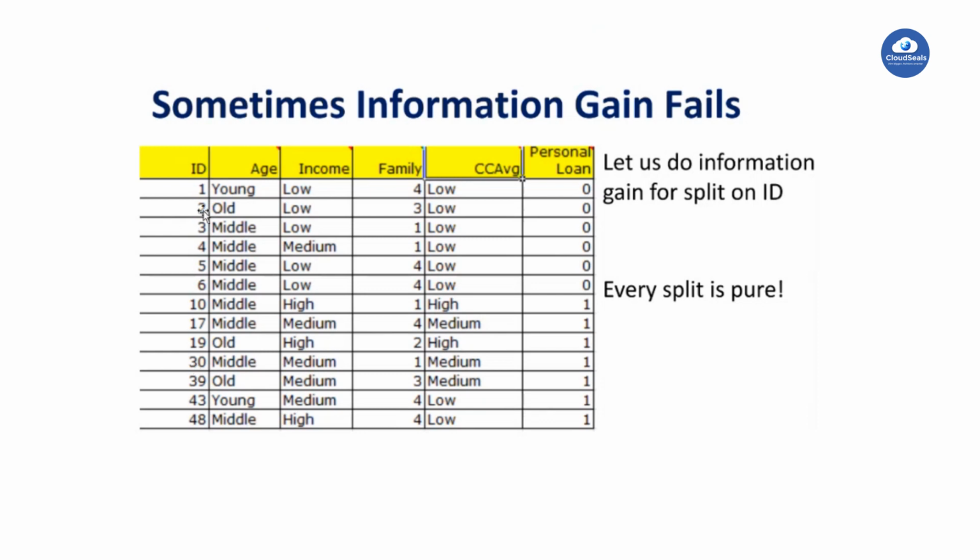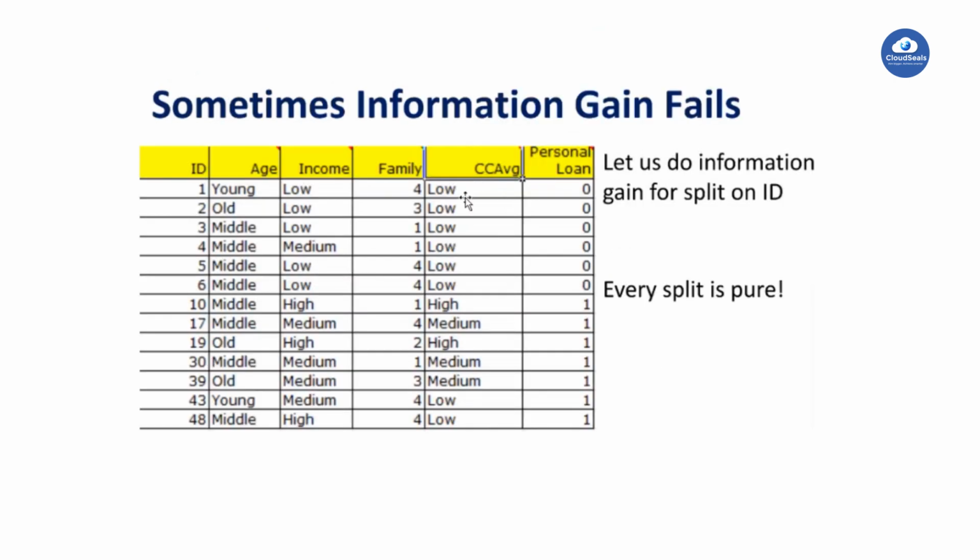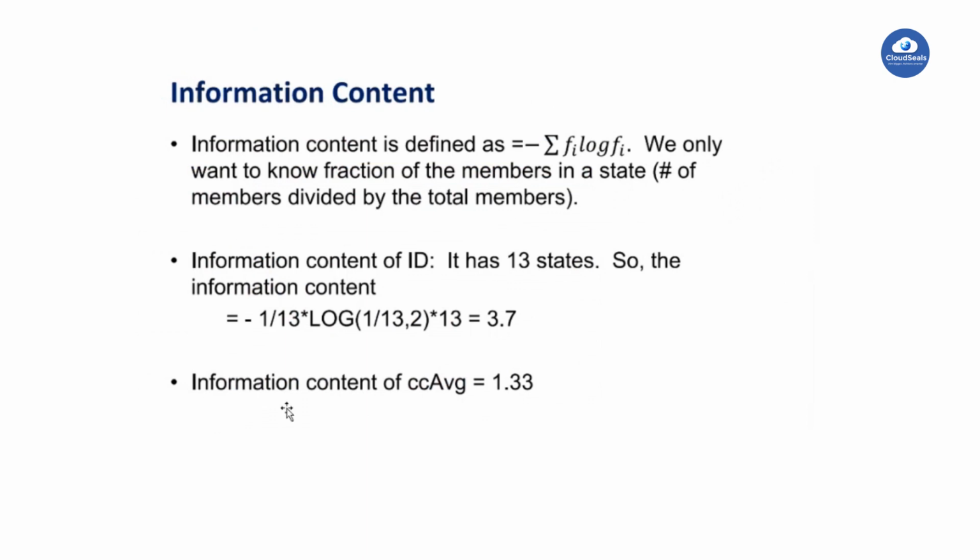So total classes in this ID, that is 13. So 1 minus 1 by 13 in multiplication log of 1 by 13, comma 2 into 13, is 3.7. Let's come to the CC average. How many classes does it have? 3. CC average is 3. If you apply that, the information content of CC average is 1.33.